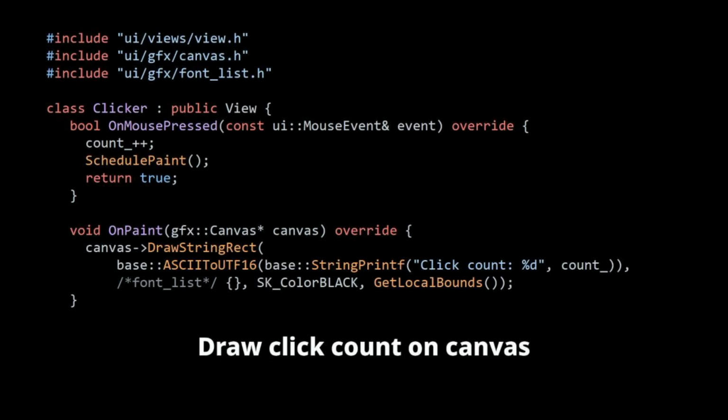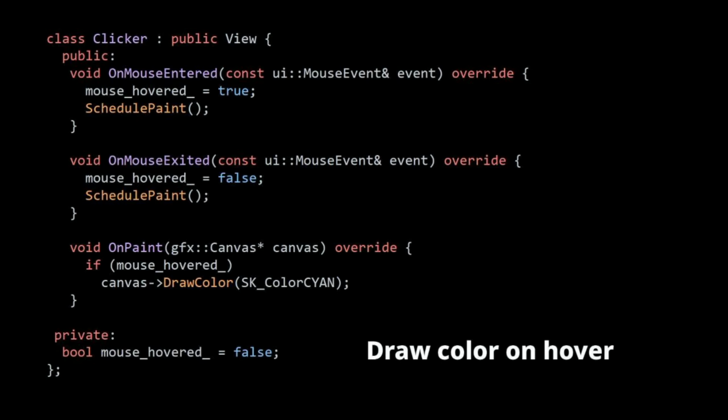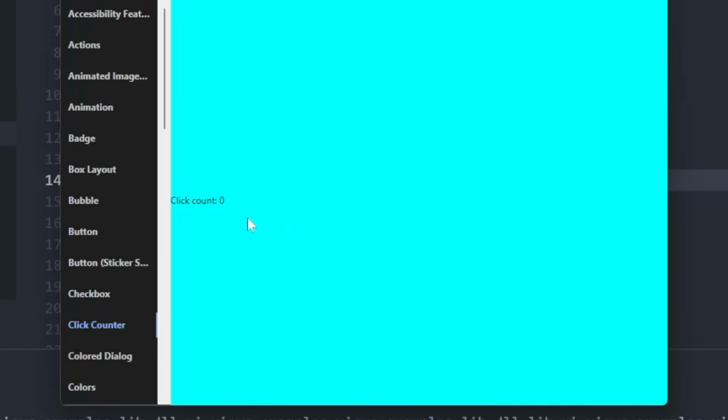Another thing you may not be familiar with is base. Base is a common library that's used everywhere in Chromium. Here we used base::StringPrintf to format a string with the count integer. Now you'll see something like this, but it's boring. So let's add a little bit more. I painted color on mouse hover like this. And now we've got this.